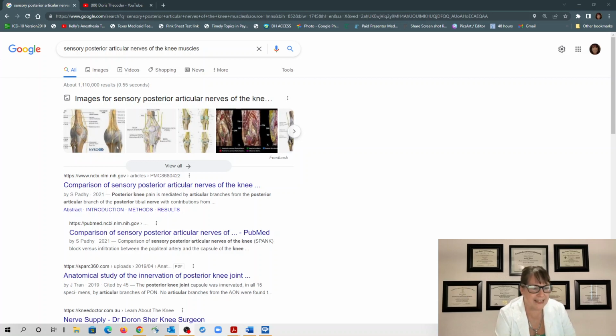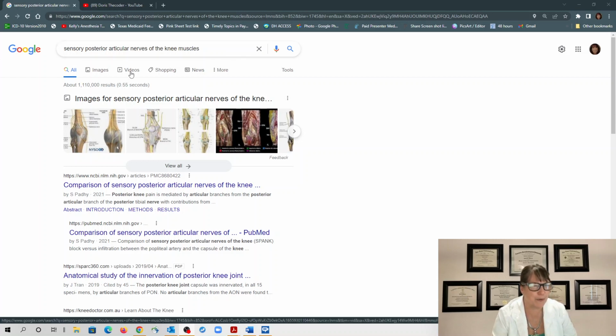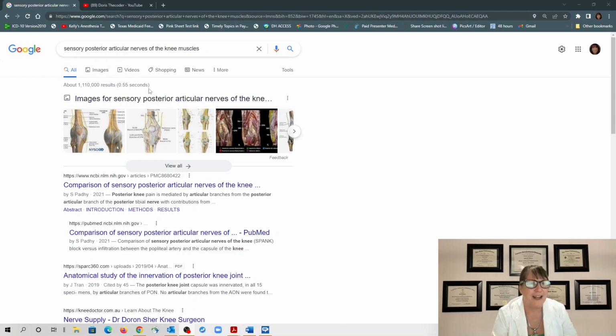So in this case, I have the search. First I tried the SPANK block, and that didn't come up with a lot of stuff except technical things. And on the videos, it was not anything I think we wanted to watch. It was more towards spanking. So let's stay away from that one. So I went back and put in the sensory posterior articular nerves of the knee muscles.